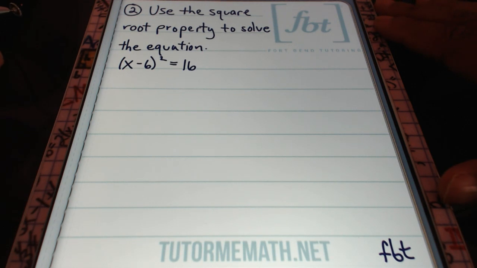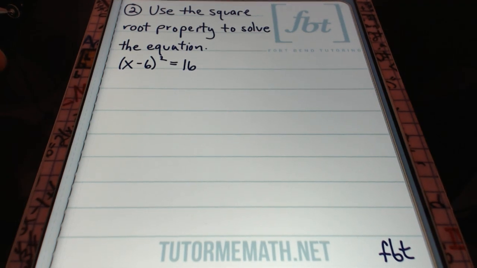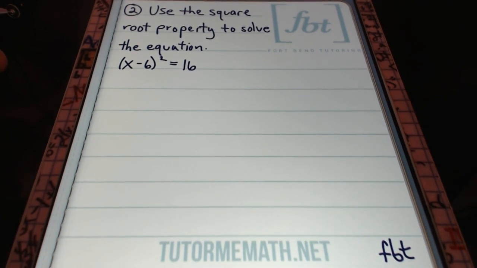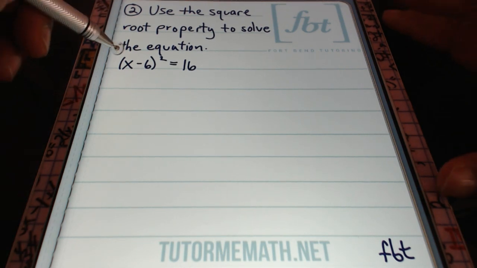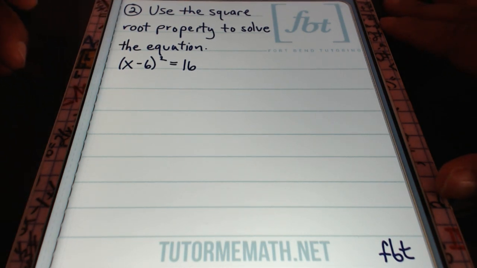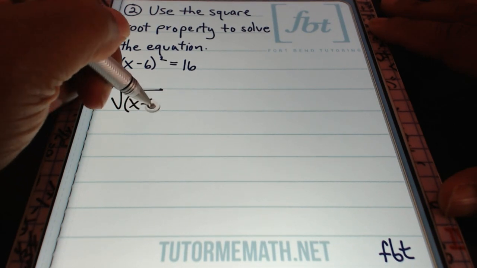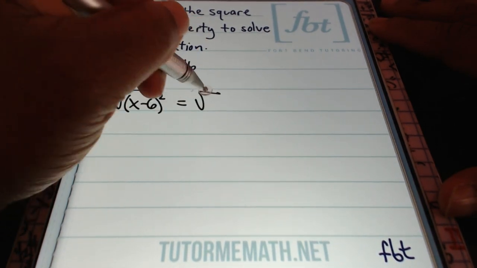Your first step, guys, is to isolate the quantity that's being squared. Get the value that's raised to the second power that contains your variable x by itself on one side of the equal sign. And in this case, we already have it the way it should be. See this x minus 6 squared? It's already isolated on one side of the equal sign. That's what we want. So we'll take the square root of this x minus 6 squared on both sides of the equal sign.